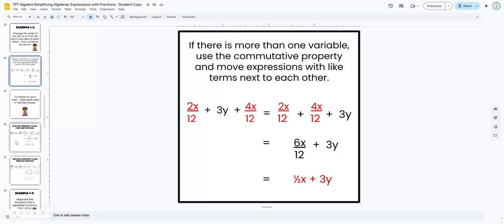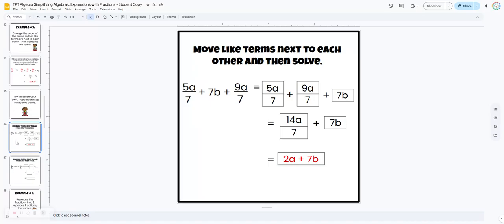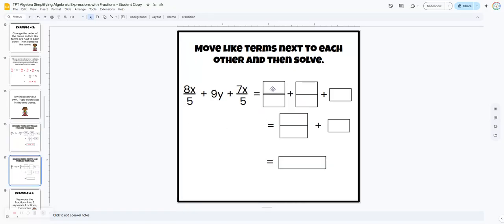And then students have a couple of these to solve. So here's one of them. I just changed the order, so all they're going to do is type in 5a over 7 and 9a over 7 and add that 7b last. So for example, on the next one, I'm going to just type in 8x over 5. I'm going to add the 7x over 5 next, just changing the order, and then the 9y last.